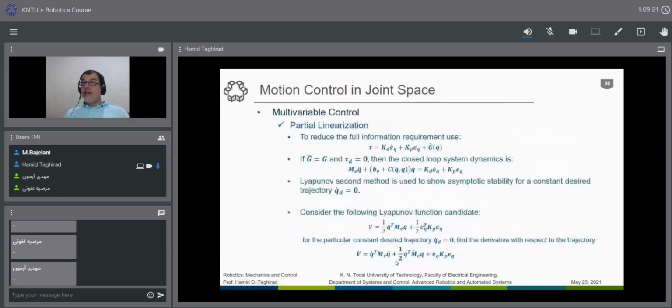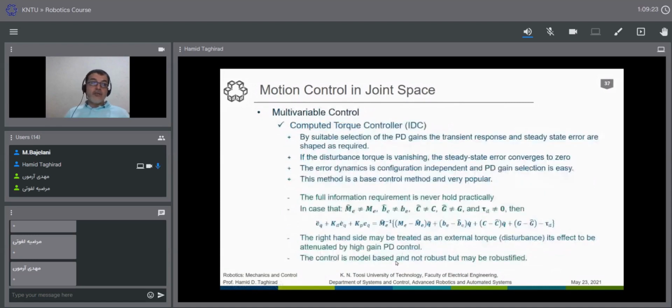So if I just conclude this session by this case, the computed torque control, or the inverse dynamic control, or the feedback linearization control, is very suitable because by suitable selection of PD gains, which is not very hard to tune, we can have a very good transient response and also good steady state error.